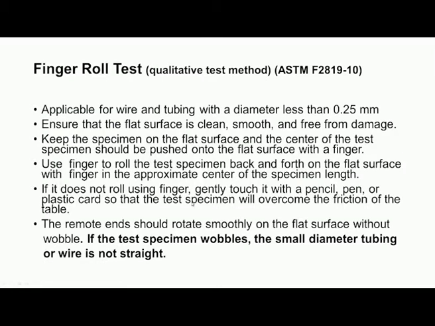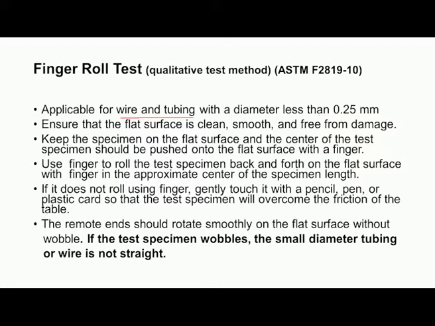Now, there is another test, the finger roll test, specified by ASTM. This is a qualitative test method. The previous two methods, that is the TIR and gap test methods, are quantitative tests wherein we get the numerical value of the amount of error, whereas this is a qualitative test method. This will not give any numerical value. It will tell whether the wire or tube is straight or not.